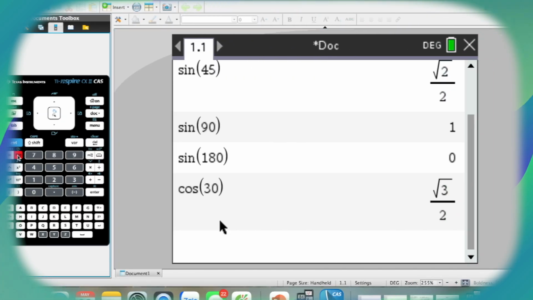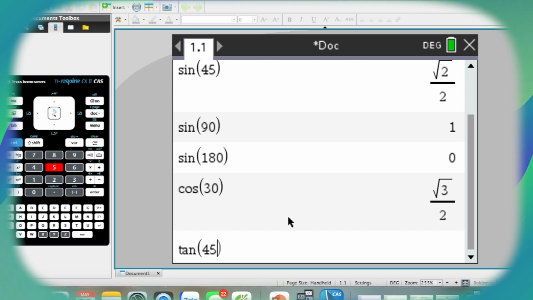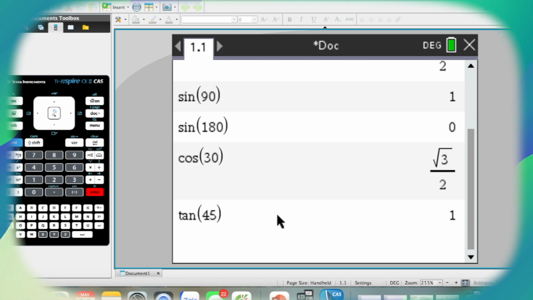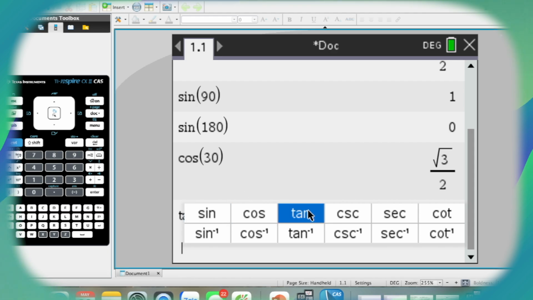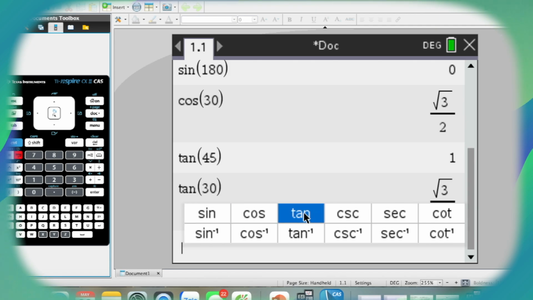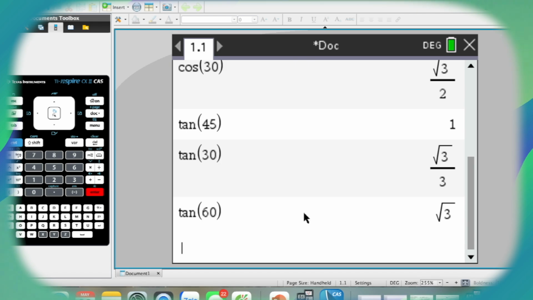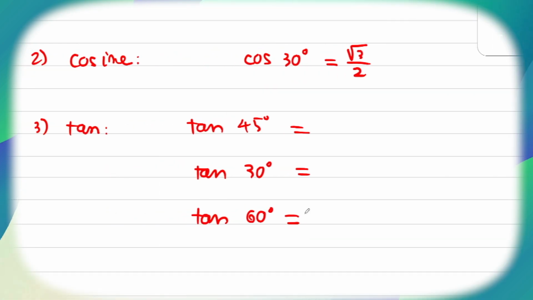Okay, how can you use that? I use the tan button here, and tan of 45 is 1. The second one is tan of 30, yes. And then the last one I want to try is tan of 60 degrees. Yeah, okay, we got square root of 3 for 60 degrees. So the value for 45 you got 1. Here you got square root of 3 over 3, and the last one you got square root of 3 here. Yes, that is not too difficult, right?